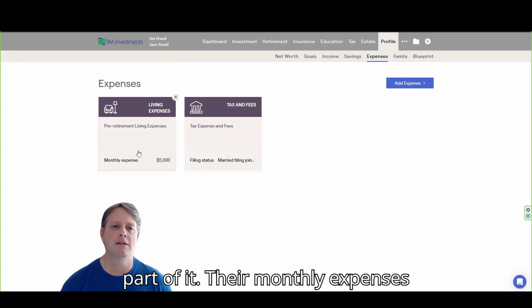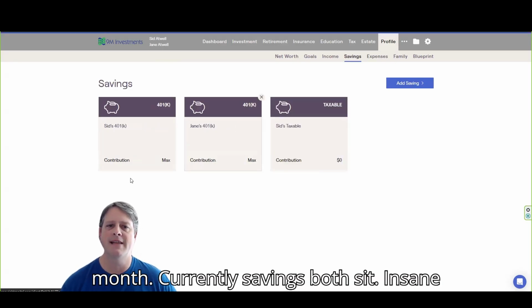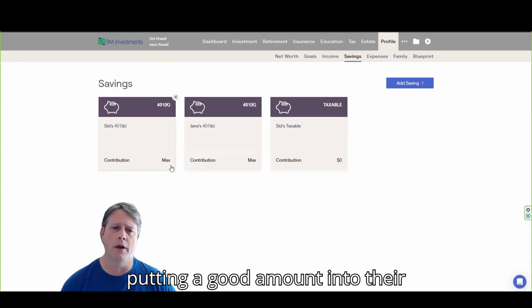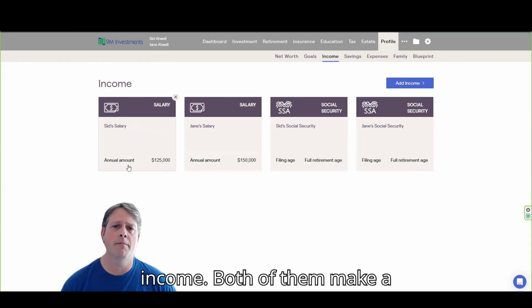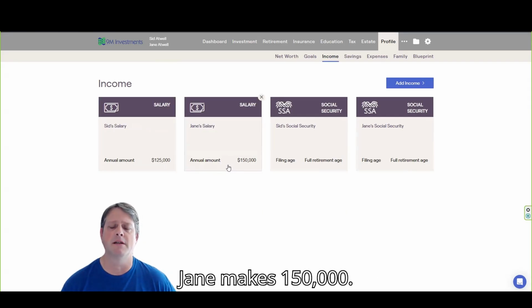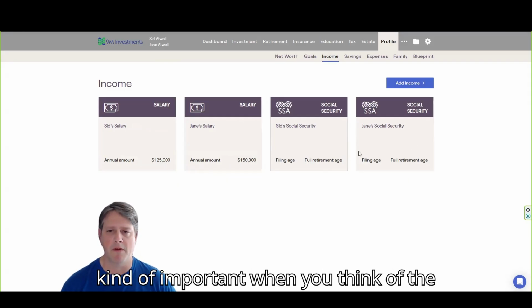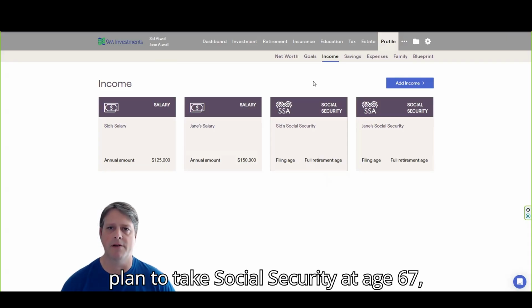Their monthly expenses outside of their mortgage are $5,000 a month. Currently, for savings, both Sid and Jane are maximizing their 401k, so they're putting a good amount into their retirement savings. Income: both of them make a pretty good income. Sid makes 125, Jane makes 150,000. Filing age on Social Security, all things important when you think of the global planning part of it, they both plan to take Social Security at age 67, full retirement age.